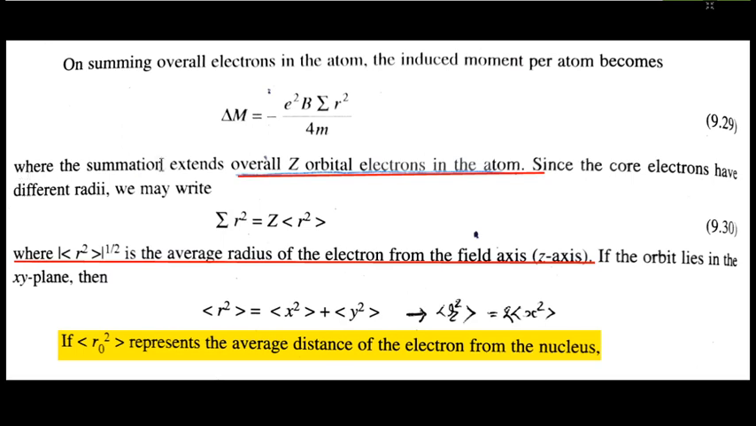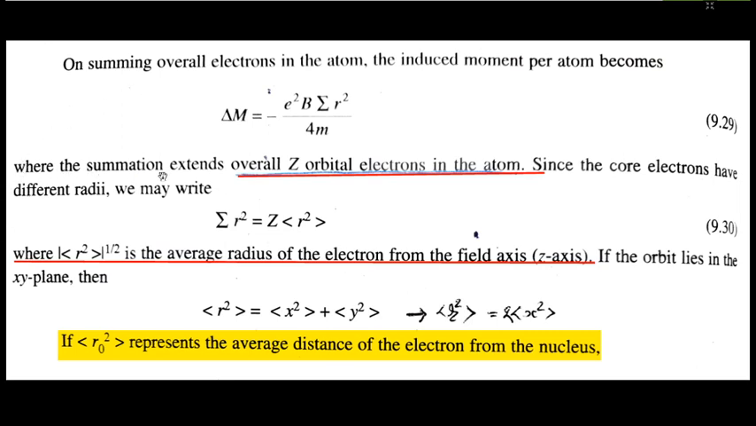So when the summation is extended over all z orbitals of electrons, once you know that there are z number of orbitals within an atom, it's better to multiply the sigma of r square by z times the average r square. So now the summation of r square, meaning you take the summation over all the orbits, so that you can equate it with the number of orbitals.